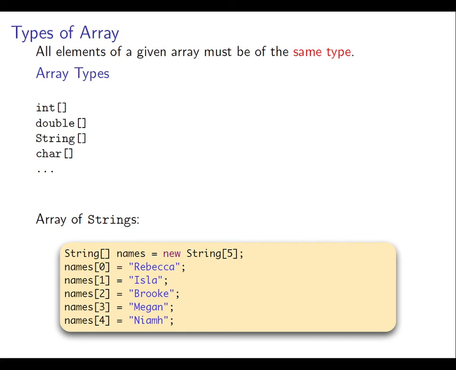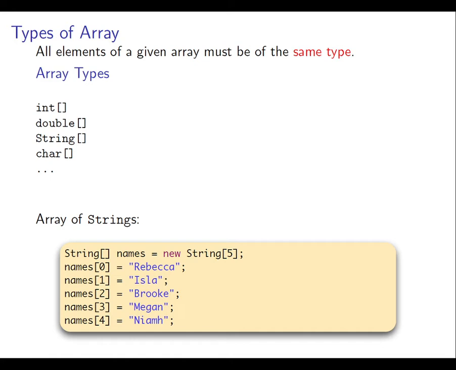All elements of a given array must be of the same type. Later on we will talk about subclassing and inheritance, which allows you to be a little more flexible than that, but you can't, for example, mix up doubles and integers in the same array. So part of your declaration of an array type is always to say what the type of the elements of this particular array will be. So you can have an array of ints, an array of doubles, an array of strings, an array of chars, and so on.